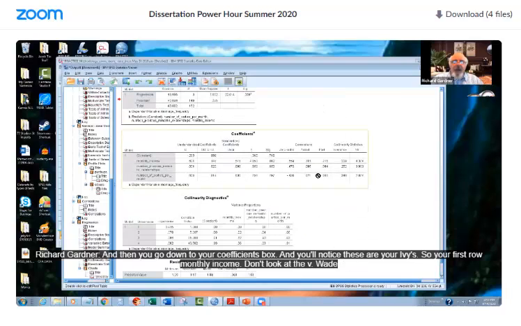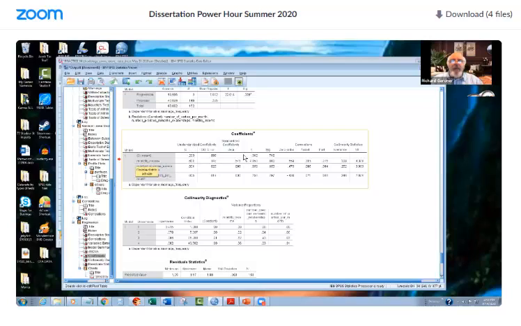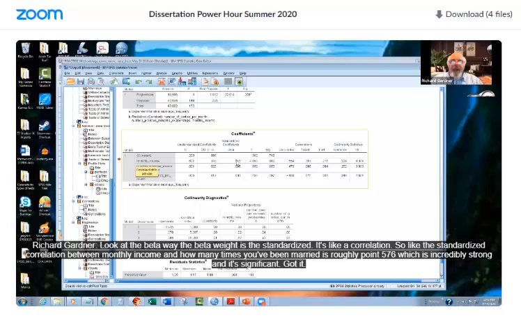And then you go down to your coefficients box, and you'll notice these are your IVs. So your first row, monthly income. Don't look at the B weight. Look at the beta weight. The beta weight is the standardized, it's like a correlation.